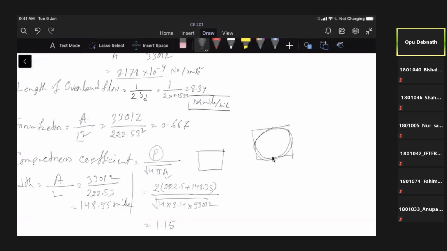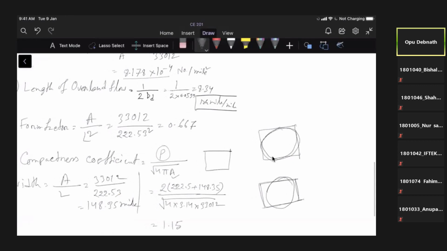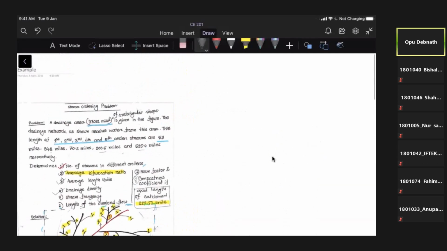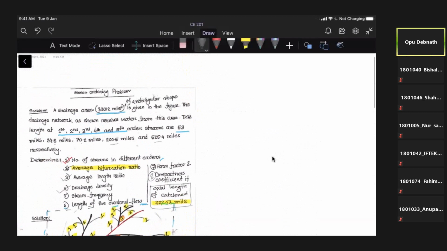Okay, suppose you have the periphery, this is your catchment periphery, and you will compare it with an equivalent circle having the same area and its periphery. So this is actually the ratio of these two results, the ratio of the existing one with the equivalent circular periphery. So up to this, these are some factors you need to calculate in this problem.